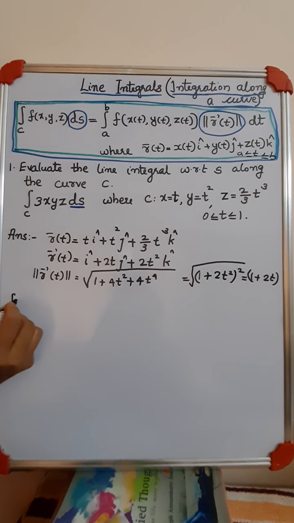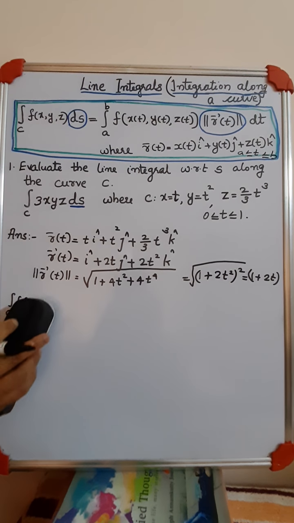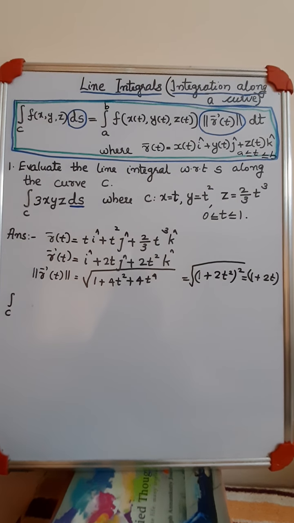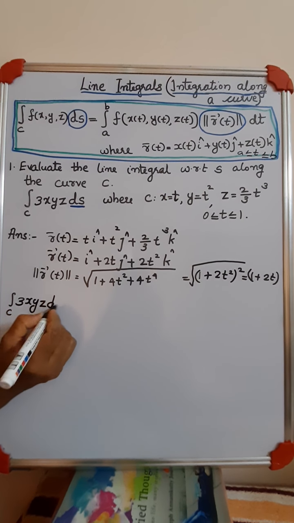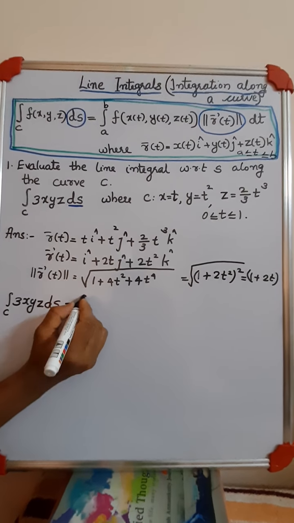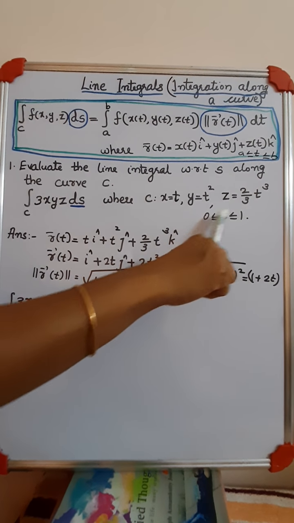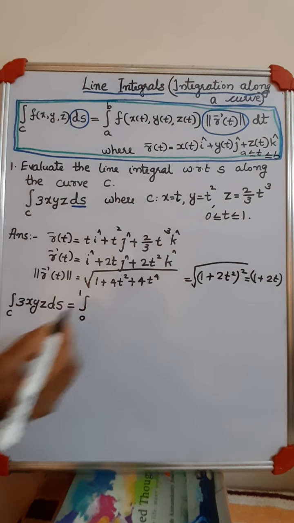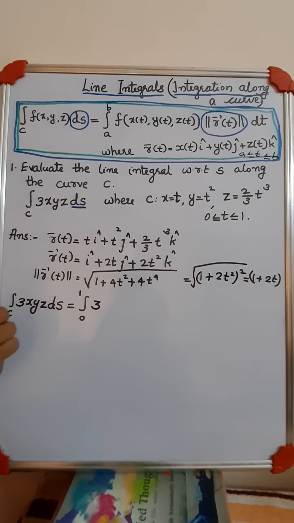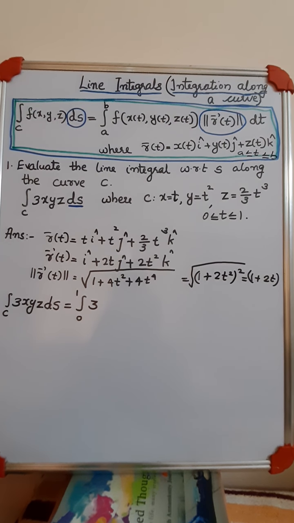Integral over C f of, not f, of 3xyz. This is the question. Integral over C 3xyz ds is equal to integral over a to b. In this case, limit of t is given, that is 0 to 1. Then 3 into, what is x into y into z? x is t, y is t square, z is 2 by 3 t cube.